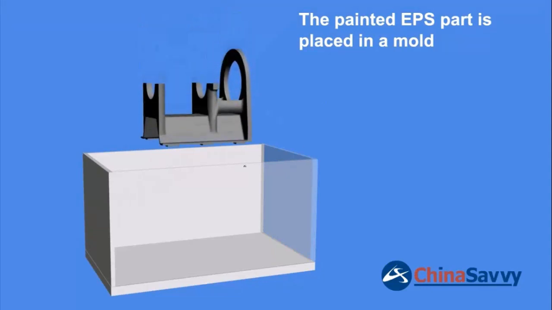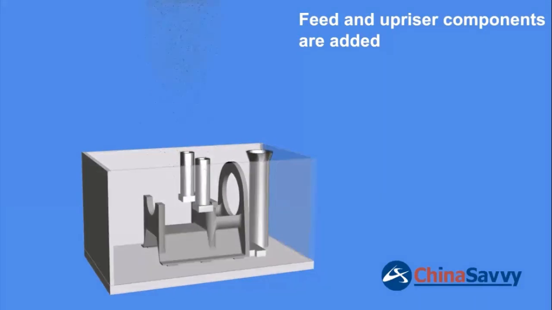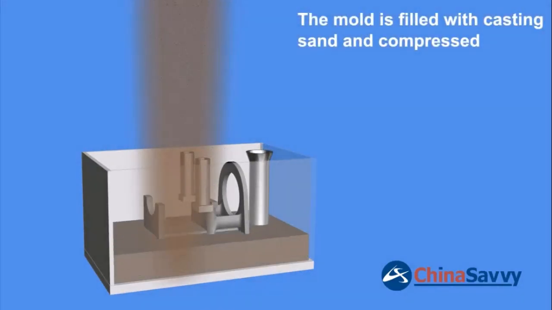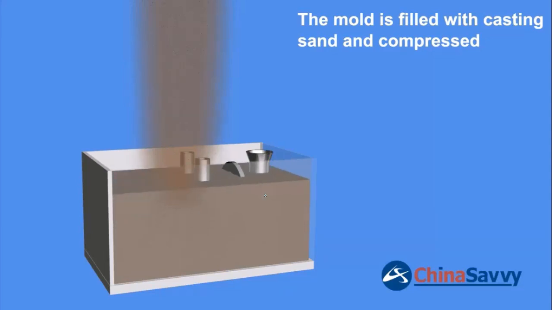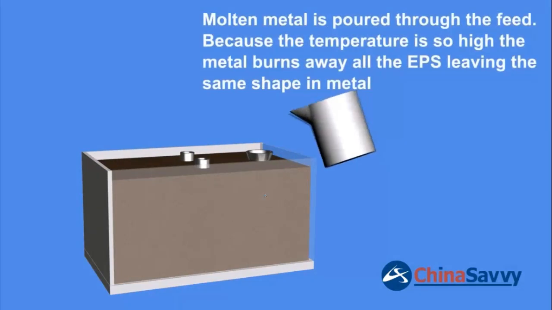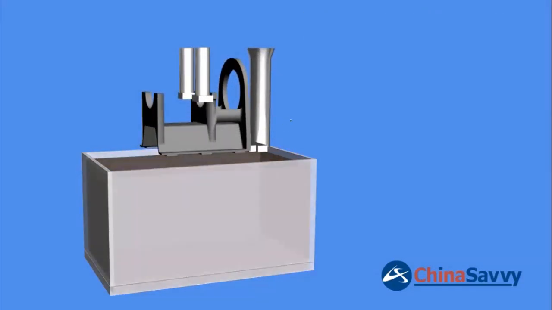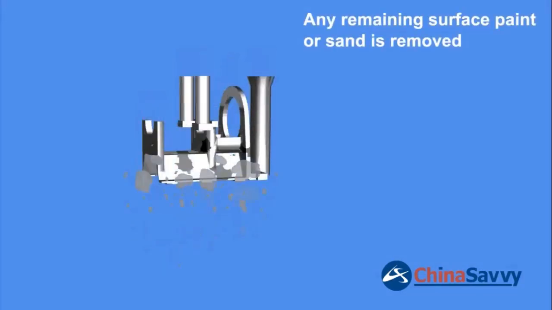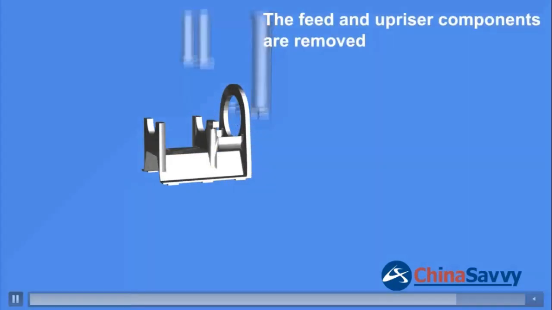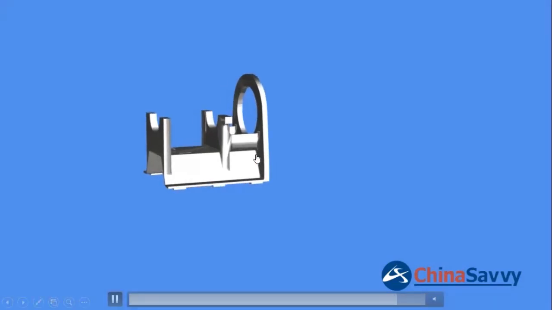This is the flask. We have placed the pattern into the flask, and we have added the sprue and the riser and are filling it with the sand. So now we are pouring the molten material, and because of the high temperature, this foam vaporizes. This is the refractory coating that was left from the original pattern. The original pattern was vaporized, only the refractory coating was there. This is the final finished product.